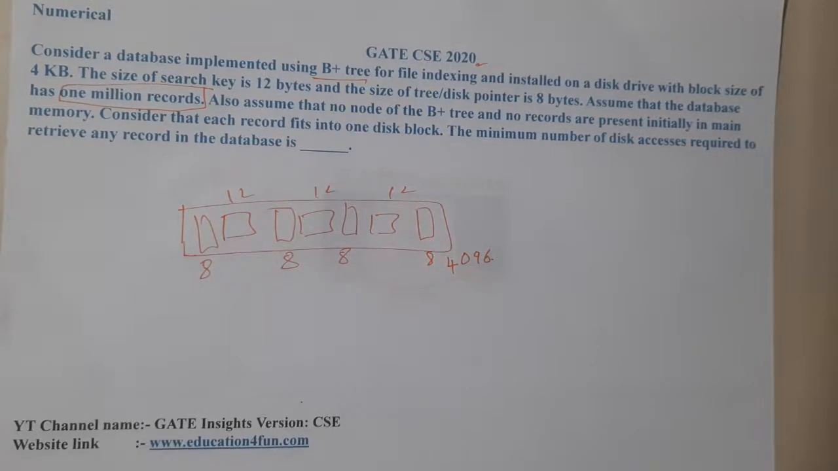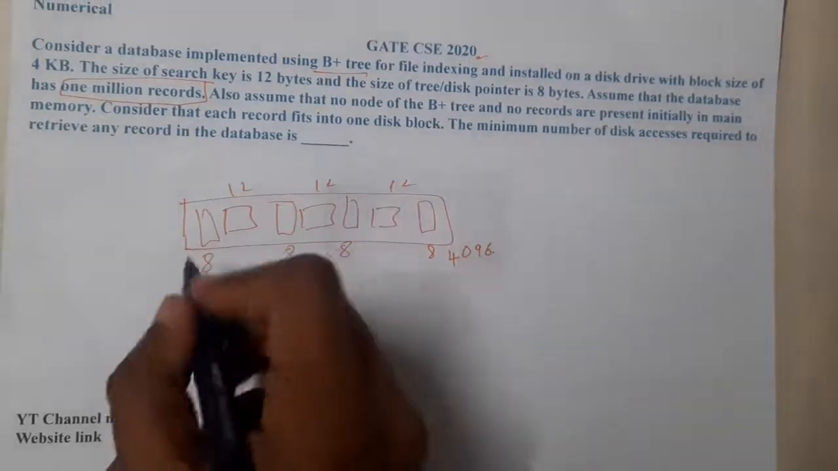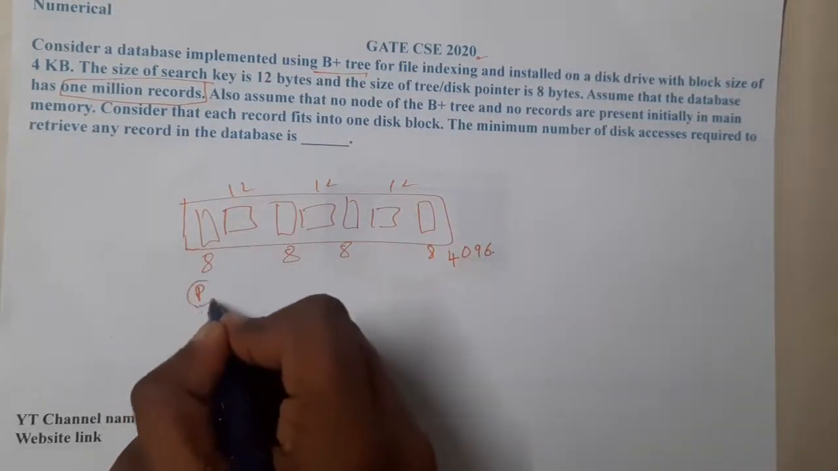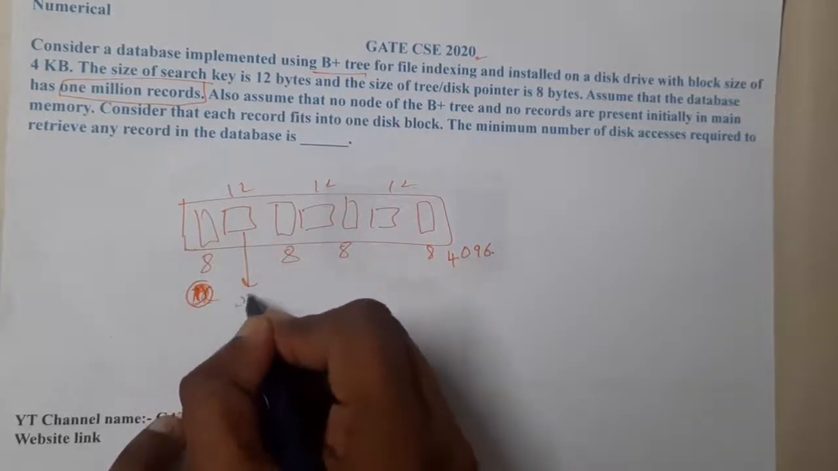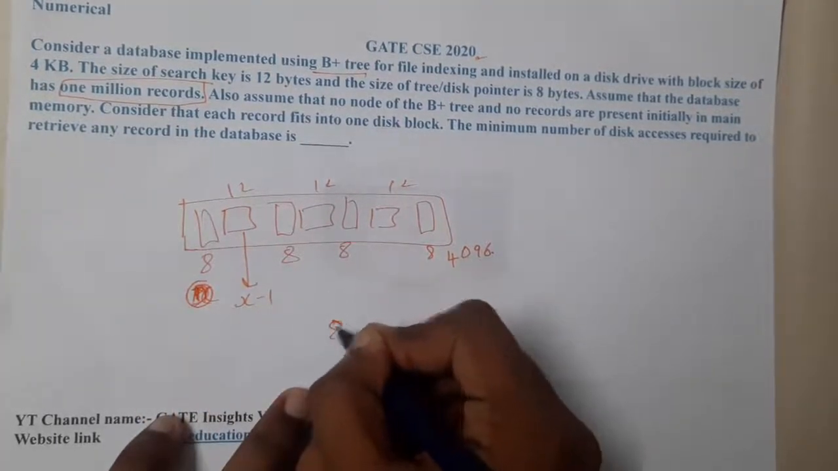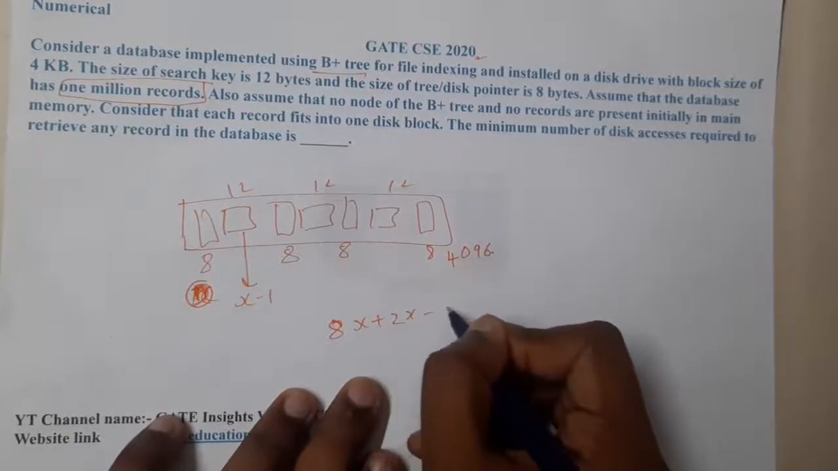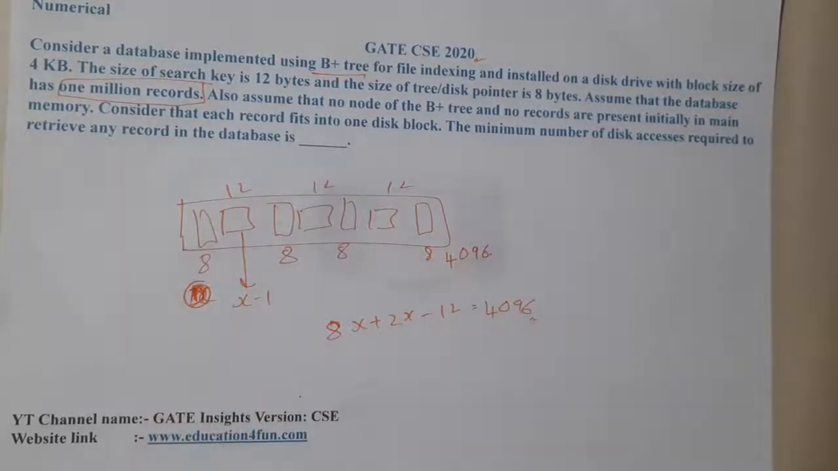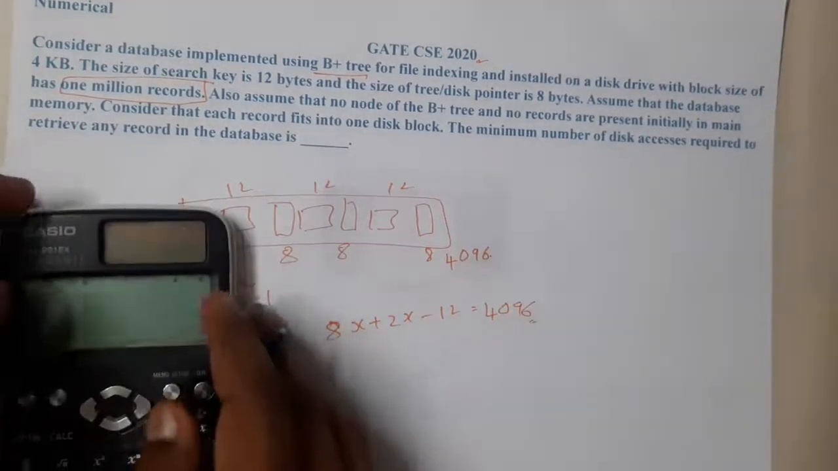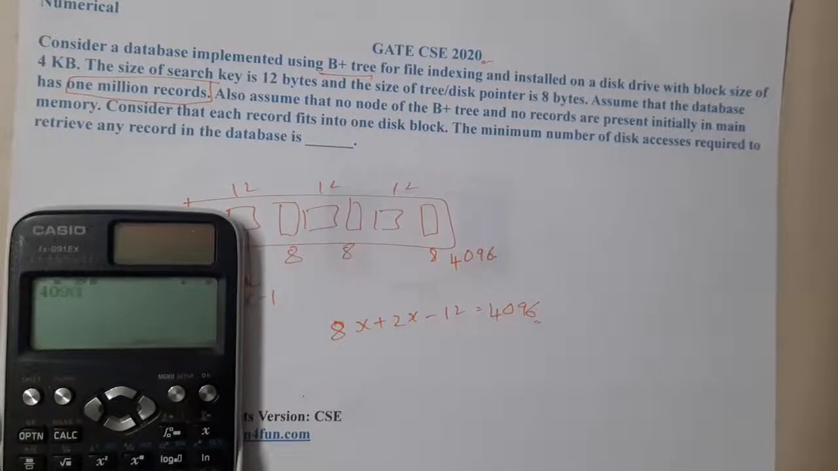To be clear, I think this question is a combination of two questions. So indirectly we should first find how many children are in each node. To find that, let us assume this value as p, the number of children. Assume that as x, so the keys become x minus 1. So it is 8x plus 12(x minus 1) equals 4096.